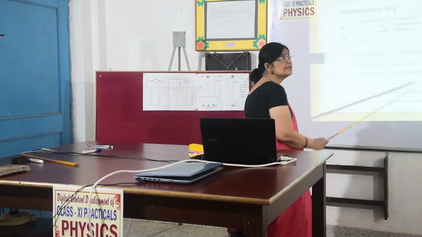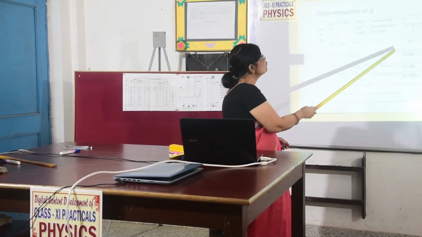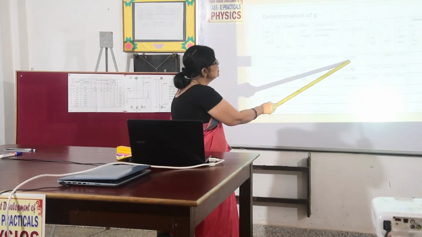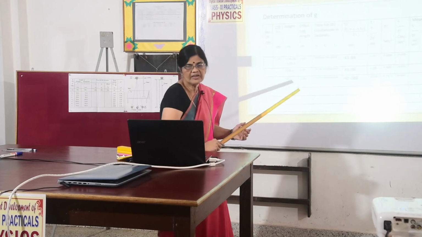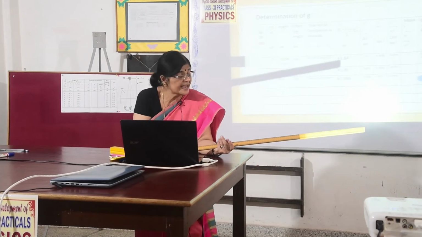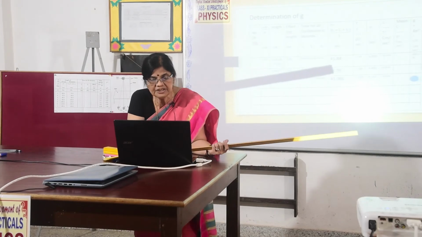Now the time period, what is time period? It will be the time for one oscillation. These are all for 20 oscillations. This is the mean time for 20 oscillations. So divided by 20, you will get this value, which is 2.192. So take the T square of it, which is 4.804.